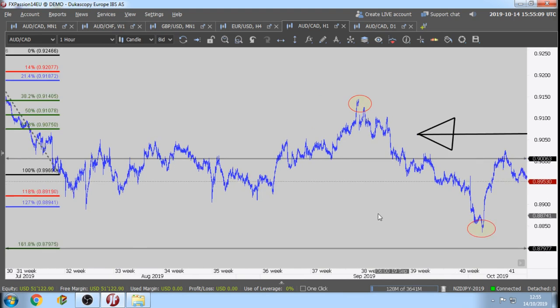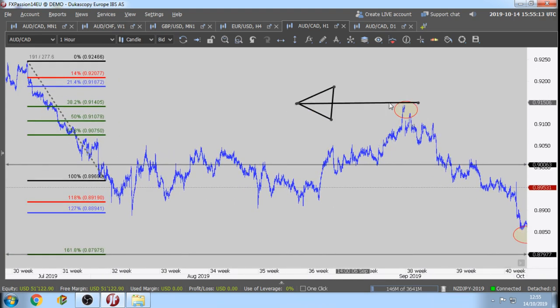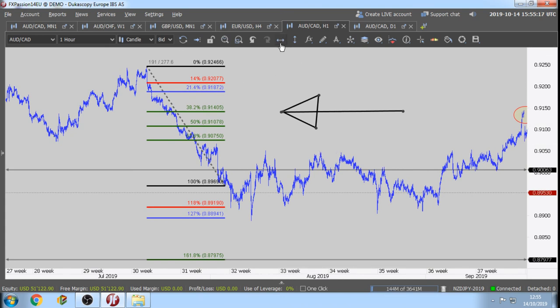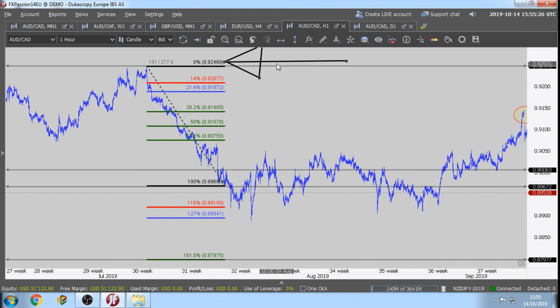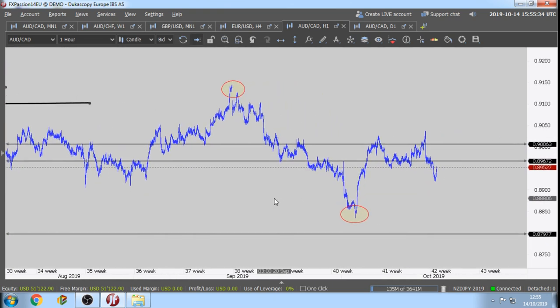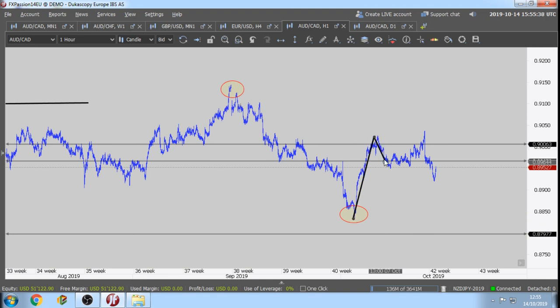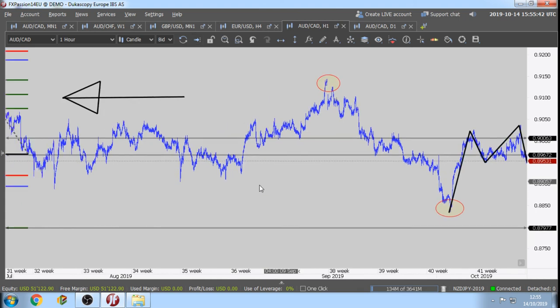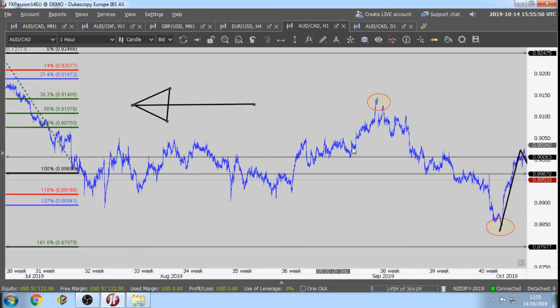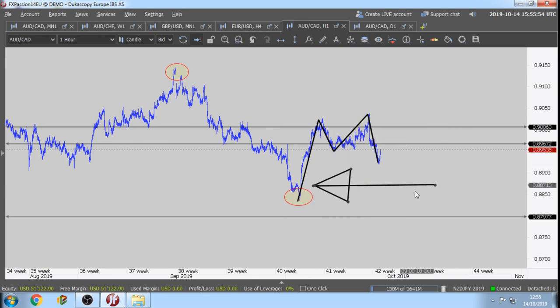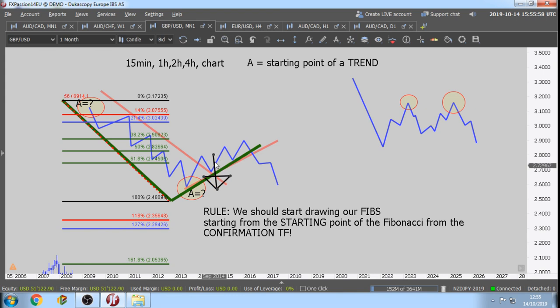So as you can see, this is the correct original down Fibonacci on AUD CAD 1 hour chart. A is at 0.92466 and the B is at 0.89690. So even though the market was making higher highs, higher lows, now it's making lower lows, most likely lower highs. We are still in a down original Fibonacci on AUD CAD 1 hour chart. And this is why before you draw an up Fibonacci up in here, you should go by the rule. We should start drawing our Fibonacci from the starting point of the Fibonacci from the confirmation time frame.